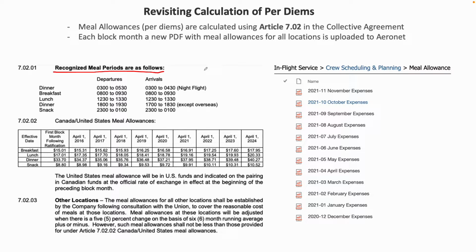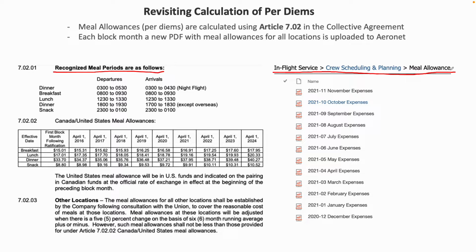For other locations, as specified in 7.02.03, there are semi-regular adjustments to the amounts for these destinations, but they don't change as often, and these are compiled in a PDF that is available on Aeronet. This is uploaded every month, and I've provided a screenshot just over here on the right, showing you exactly where you can go to find any of the meal allowances.